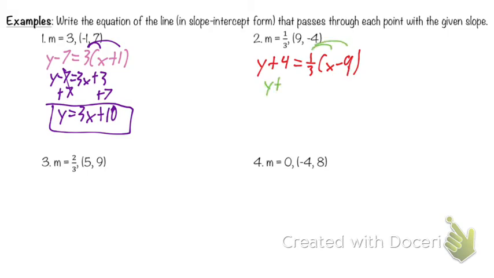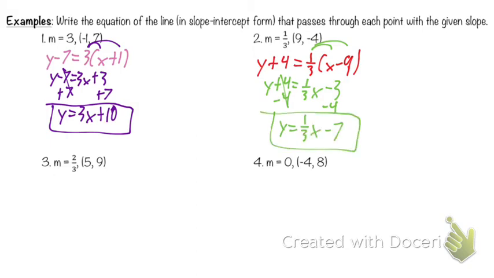As we distribute here, we have y plus 4 equals 1/3 x minus 3, because a third of 9 is 3. So now we subtract the 4, and y is equal to 1/3 x minus 7. So we get into the vehicle, point slope form, in the red there, and then we drive the vehicle in the green here over to slope intercept form. Questions on that at all?